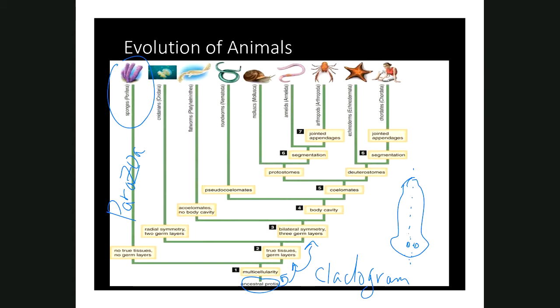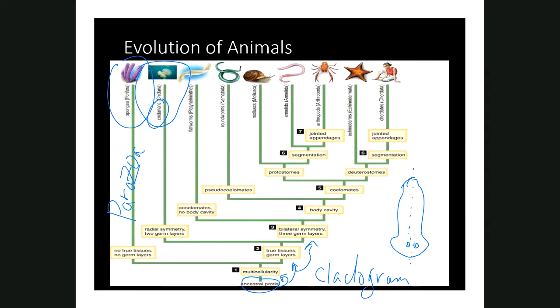And very few groups have radial symmetry, and the only one that we're going to talk about today are the cnidarians, the jellyfish, the anemones, corals, things like that. All right. So cnidaria are the ones with radial symmetry.